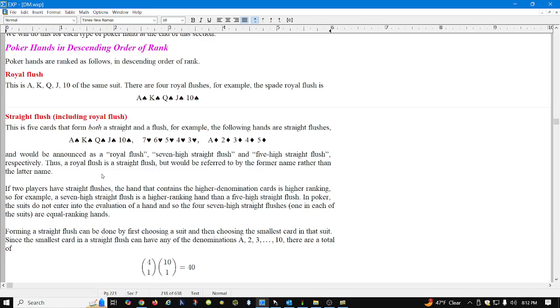Okay. In poker, if 2 players have straight flushes, the hand that contains the higher denomination cards is higher ranking. So a 7 high straight flush is higher ranking than a 5 high straight flush. The suits don't matter, so in poker, the suits do not have a ranking. Okay.